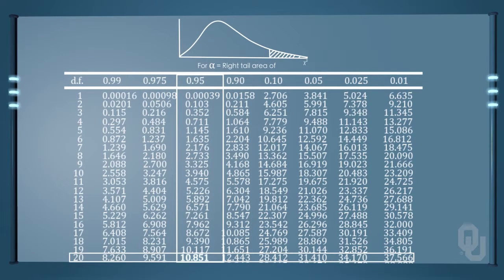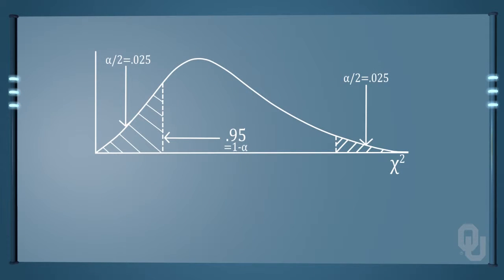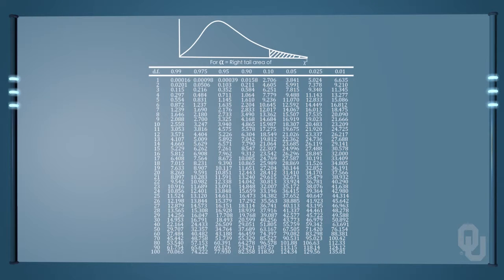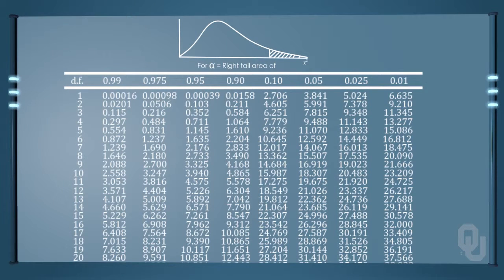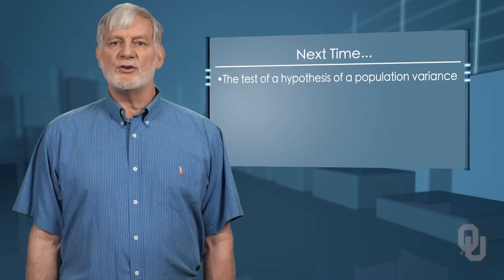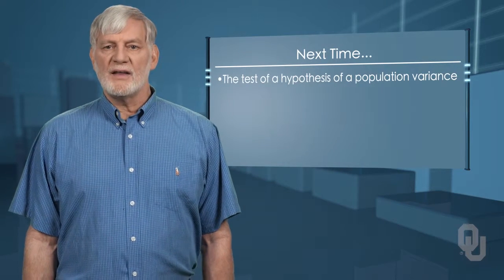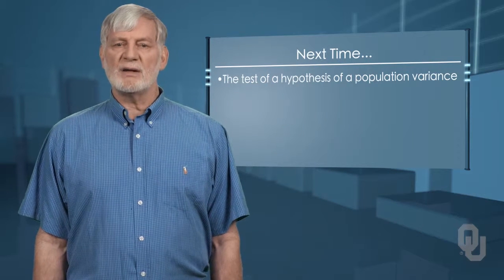Here again, the graph helps us keep track of all these things. Chi-squared tests can be both two-tailed tests and one-tailed tests, so graphing the problem will sort out which column to look for to get to the critical value. And now, to use our newfound knowledge, the test of a hypothesis of a population variance.